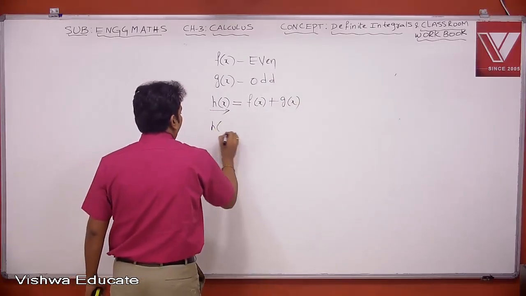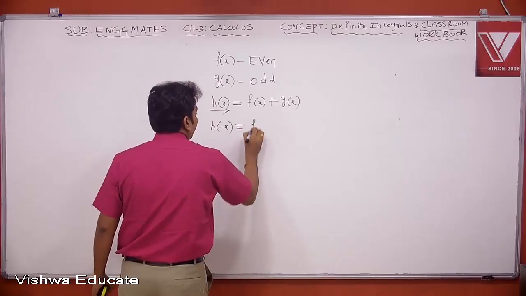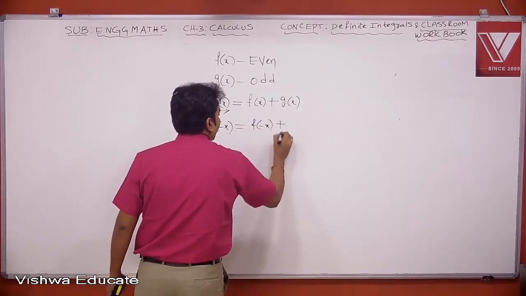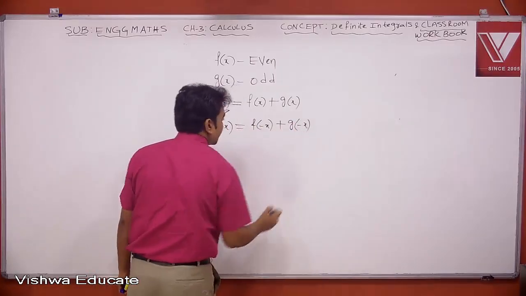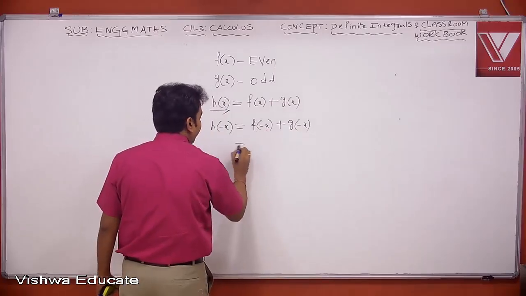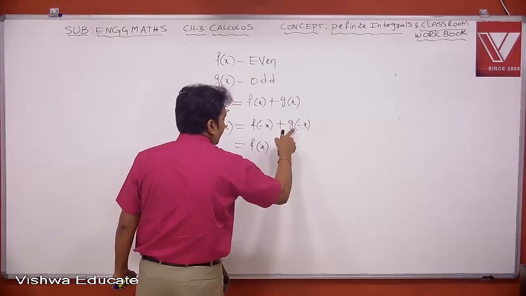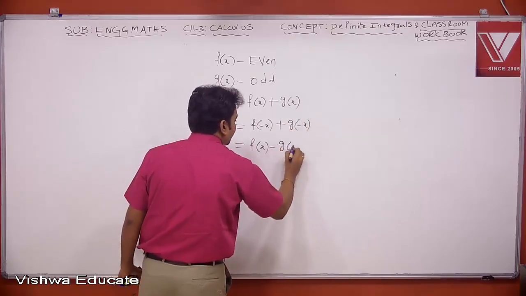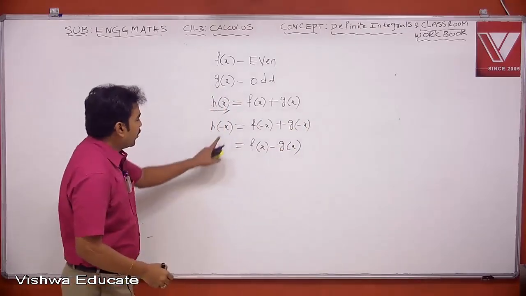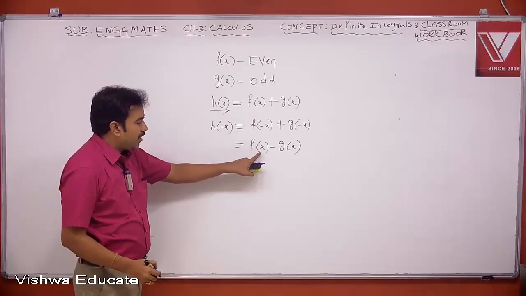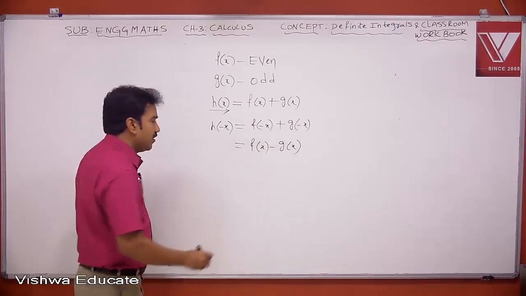So replace x by minus x. h of minus x is f of minus x plus g of minus x. Here f is an even function, so f of minus x is f of x. g is an odd function, so g of minus x is minus g of x. So when you replace x by minus x, we get f of x minus g of x.